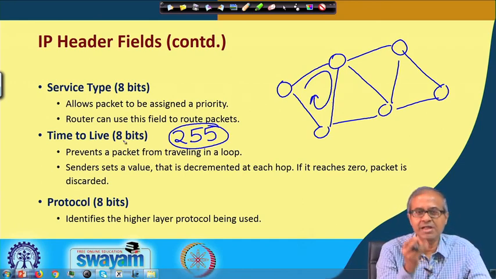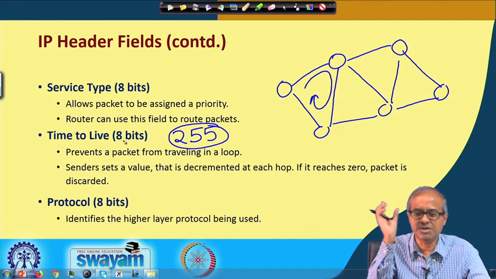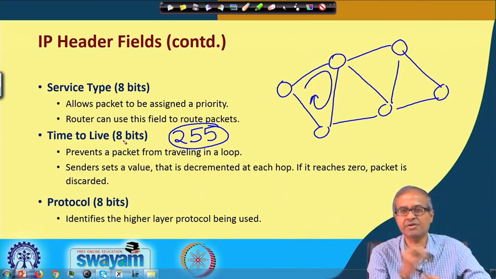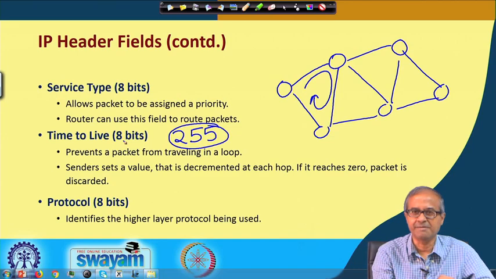Now, this time to live is a field which is put in the header with an initial value. Now, how much initial value? That depends on the network, you can set that value, suppose 50.